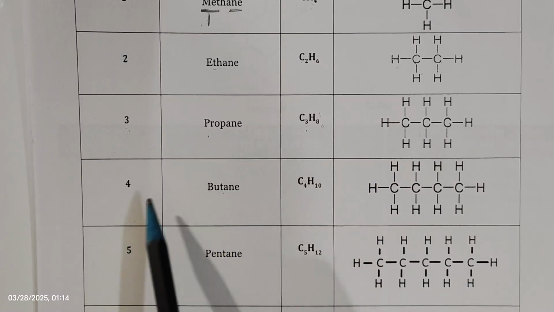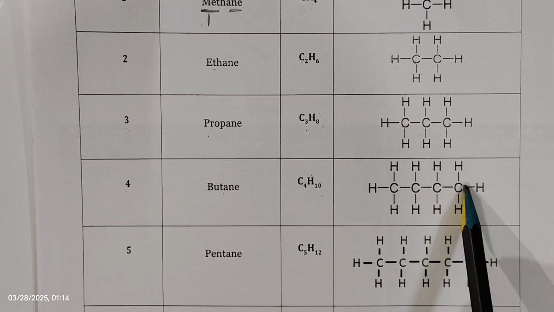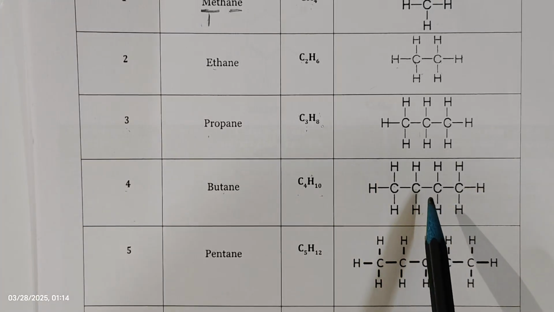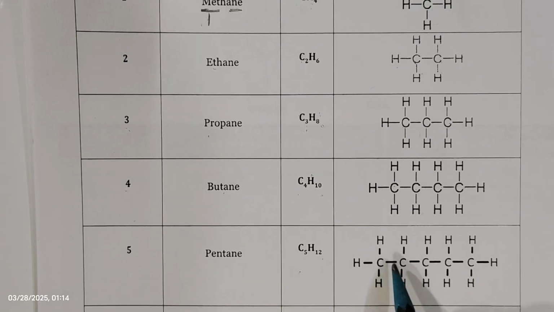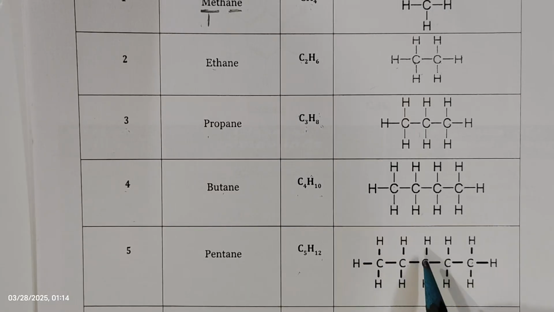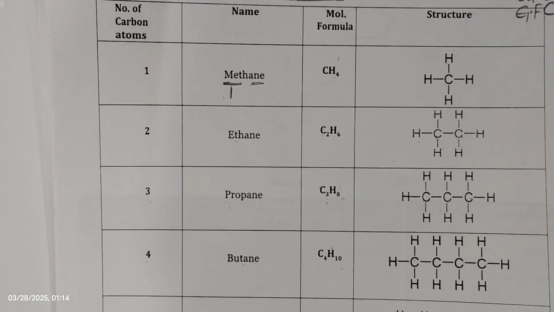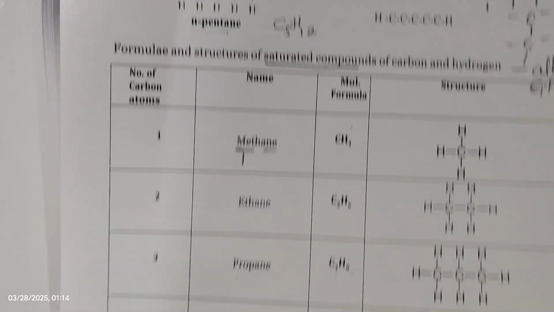The next, butane, number of carbon atoms is 4, C4H10. 4 carbon atoms in series with single bonds, completed with 10 hydrogens. Next, pentane, 5 carbon atoms with 12 hydrogens. So 5 carbons were connected in series with single bonds and balanced with 12 hydrogens. Hexane, 6 carbon atoms in series, balanced with 14 hydrogens. So these are the formulas and structures for the saturated compounds, meaning alkanes.